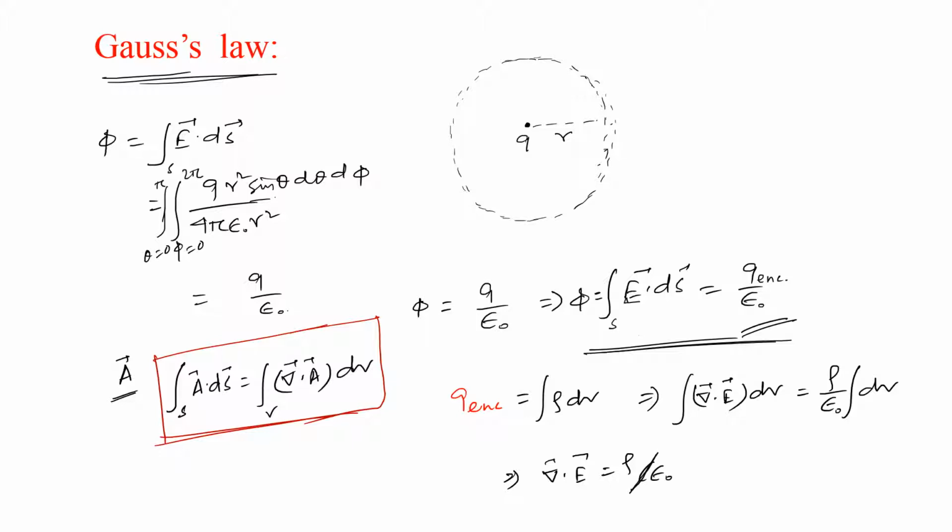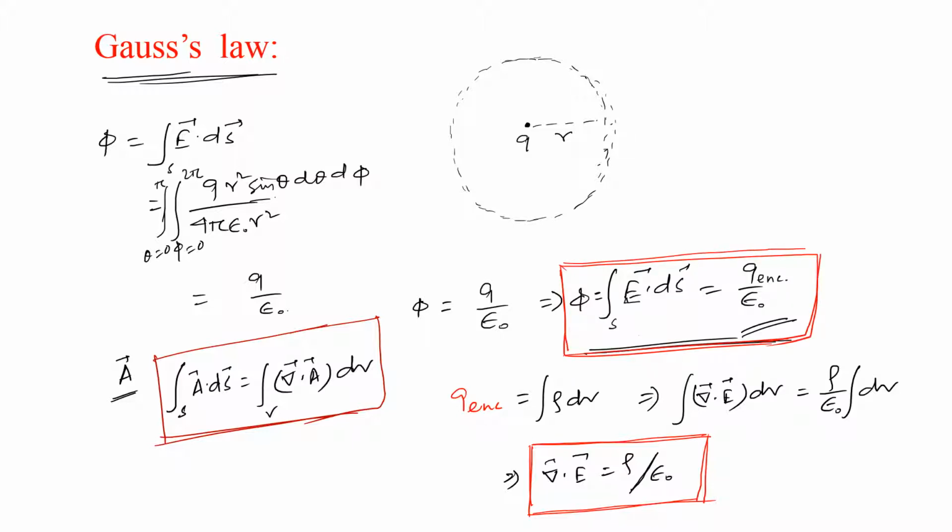This is the divergent form of Gauss theorem, and this is the integral form of Gauss theorem. Now I have to interpret this equation. Divergence of E equals rho by epsilon naught. This is the mathematical divergent form of Gauss law.